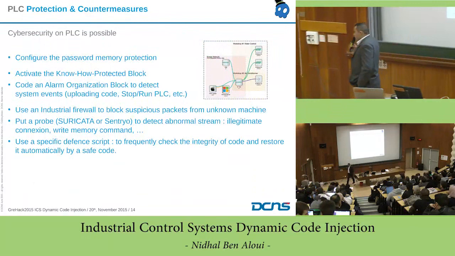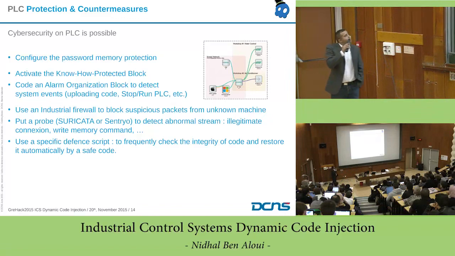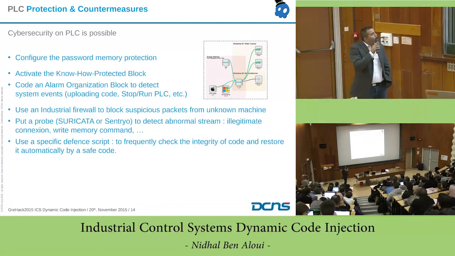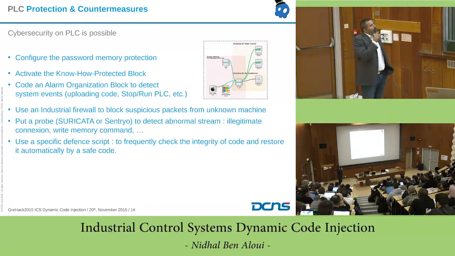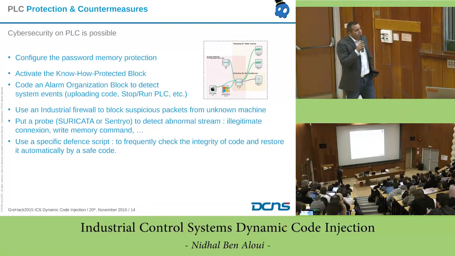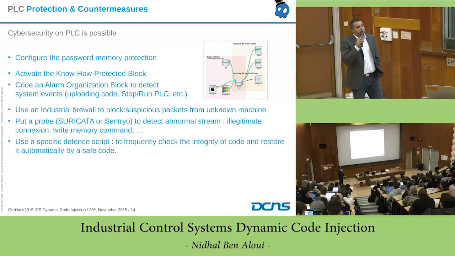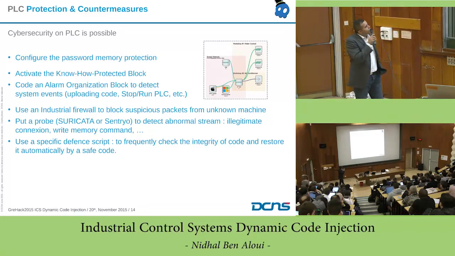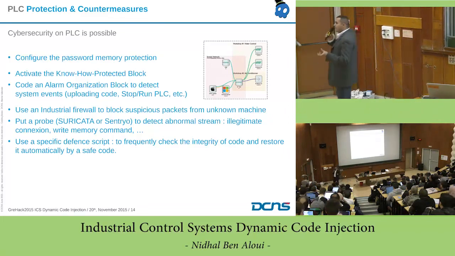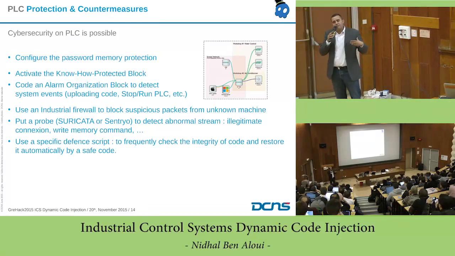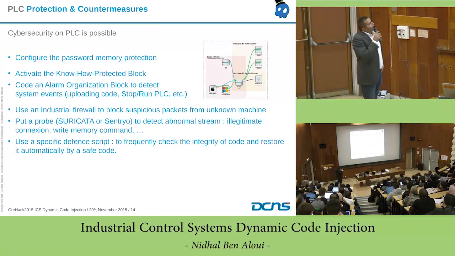And we propose some actions to protect this PLC. We propose to configure the memory protection password, even though it's very easy to break it or to jailbreak it, but we should put it. Siemens gives us the recommendation to put it, so we should do it. We can also activate the know-how protect block. Without this protection, we have a flag where, when we download the OB1 from the CPU, we can read clearly the source code of the file.